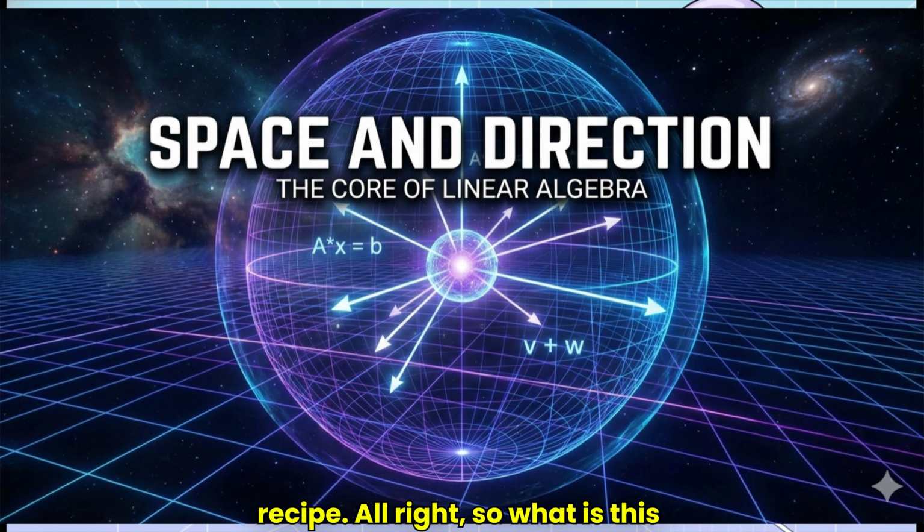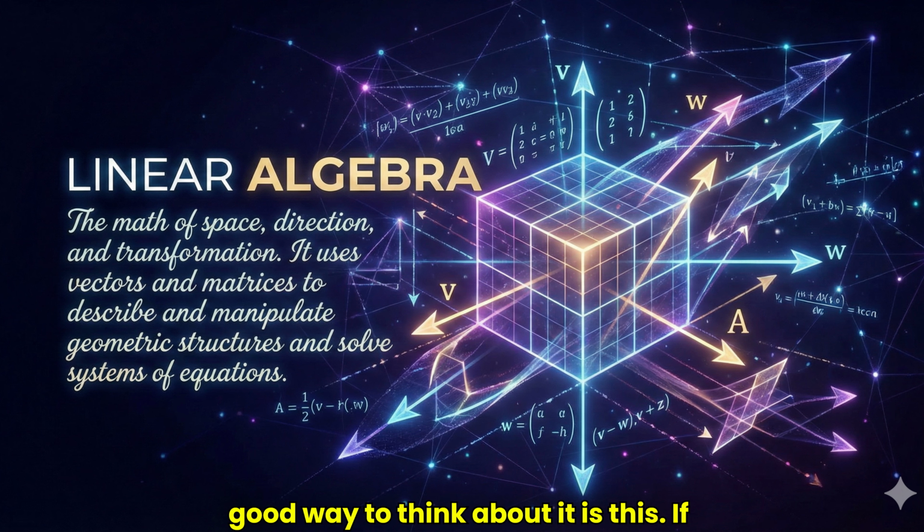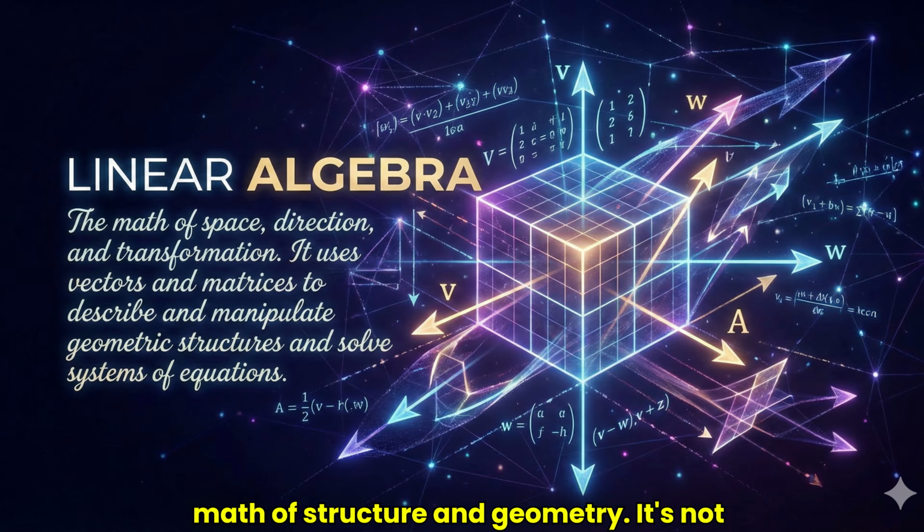All right, so what is this stuff, really? Well, the very first step is to stop thinking about it as just a bunch of numbers on a page. You know, a good way to think about it is this. If you think of calculus as the math of change over time, like the speed of a falling apple, then linear algebra is the math of structure and geometry. It's not so much about how fast things are changing, but about where they are, which way they're pointing, and all the cool ways you can twist, turn, and stretch them in space.